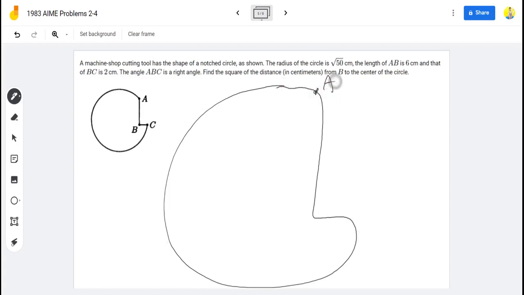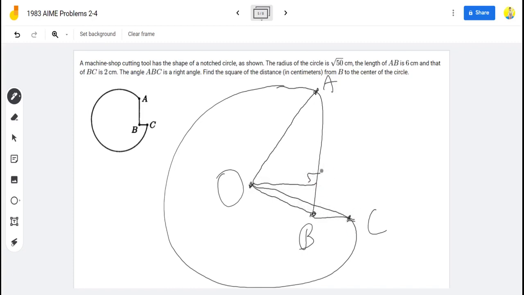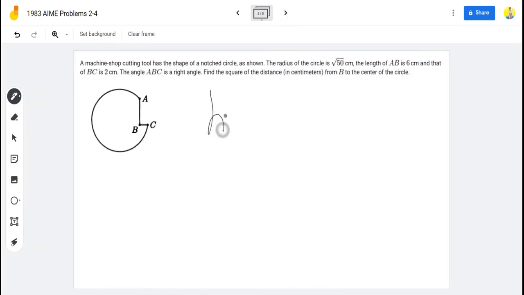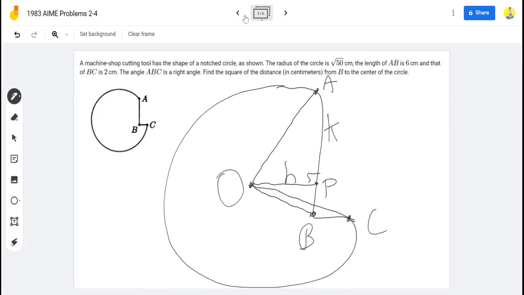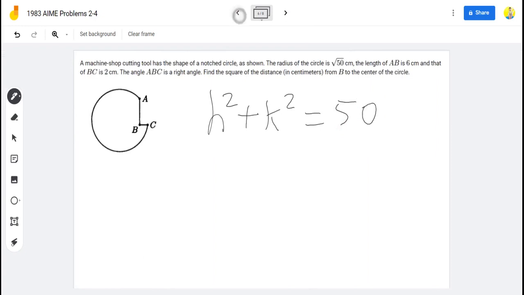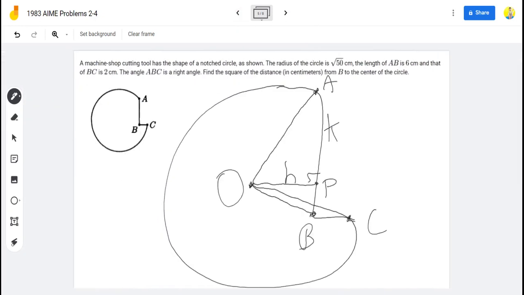And then label the points A, B, C and call the circle center O. And we can draw a line from O to A and O to B and O to C and draw the altitude of the triangle AOB and call it H and call the length from this point P to A K. We know that H squared plus K squared equals 50 by the Pythagorean theorem. And we also know that BP is 6 minus K since the length AB is 6.